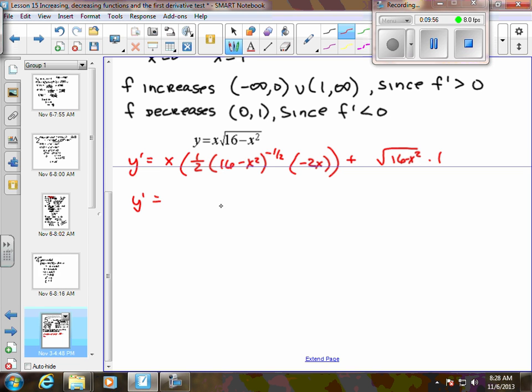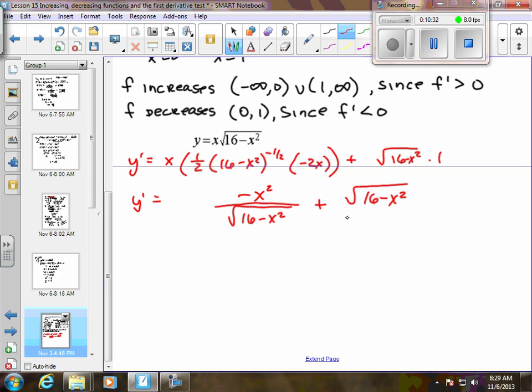The negative exponent tells me that this radical will now be in the denominator. I have an x times 1 times negative 2x in the numerator, and I have a 2 in the denominator, negative x squared. Very good. And then the other term, the square root of the quantity 16 minus x squared.